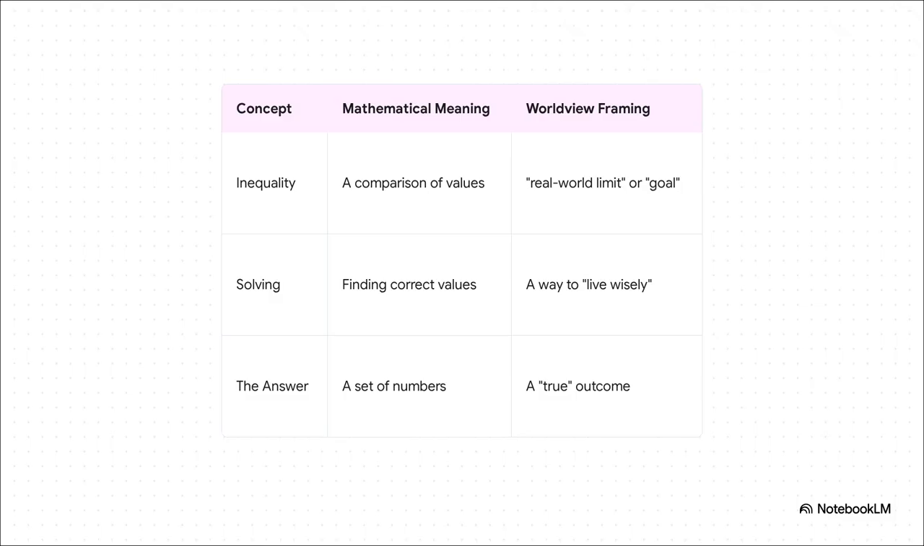And this table really just maps the whole structure out. A mathematical concept, like an inequality, is reframed as a real-world limit or a goal. The act of solving it becomes a way to live wisely. And the answer, which is really just a set of numbers, is presented as a true outcome. Every single math concept is given a direct parallel in a specific worldview.